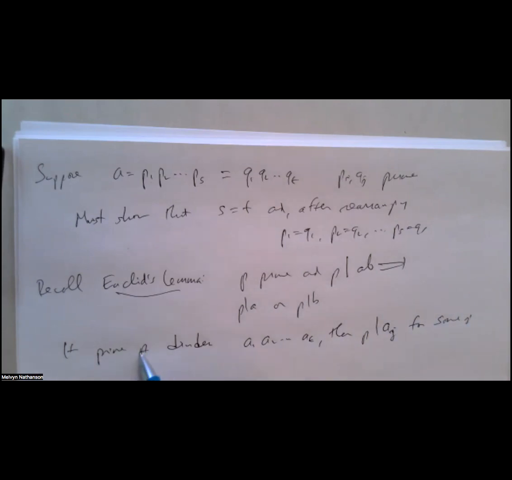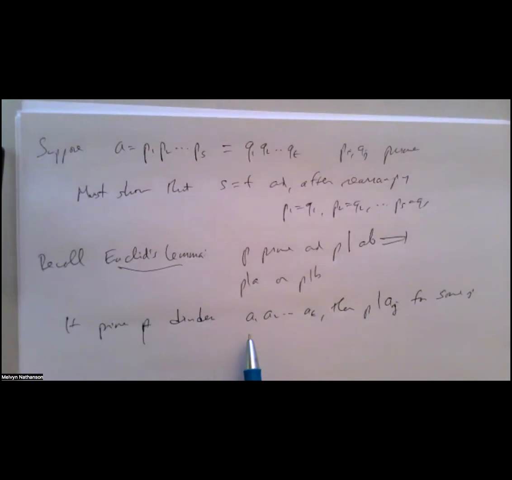So if a prime P divides a product, it divides one of the factors. And note, this is only true for primes. For example, 4 divides 2 times 2 times 3, but 4 does not divide 2 or 3.